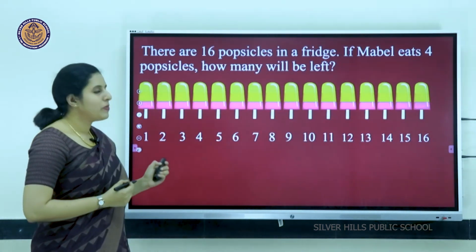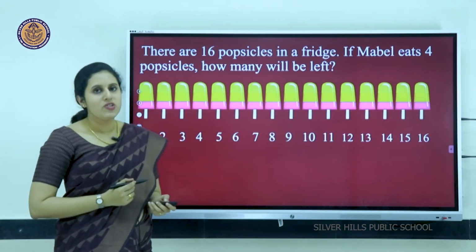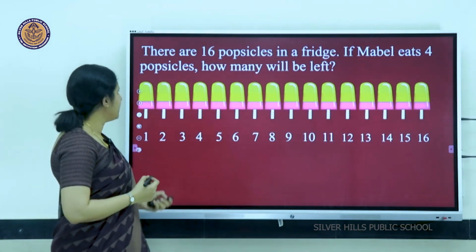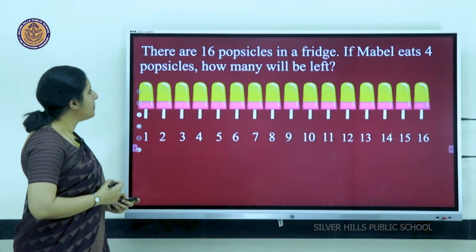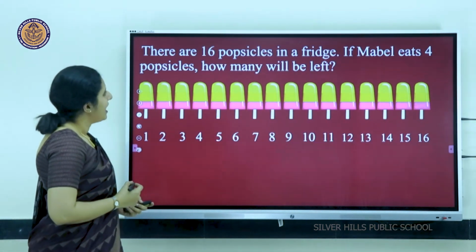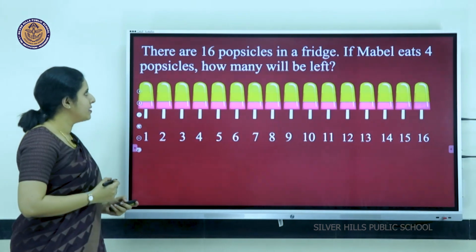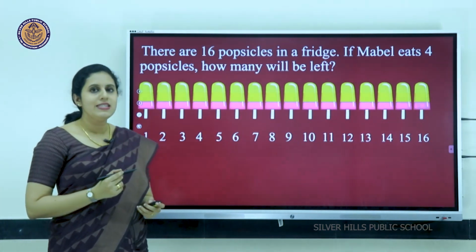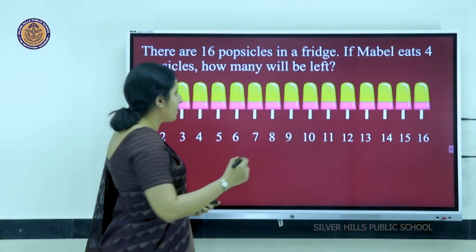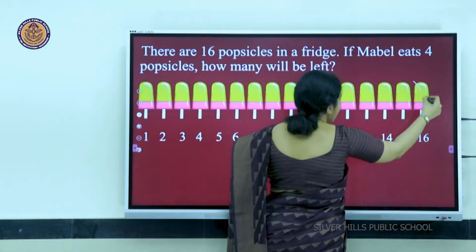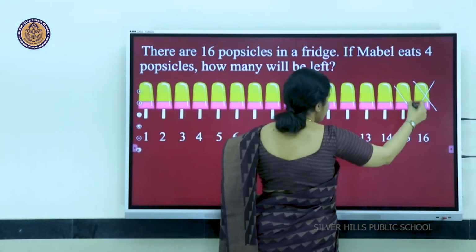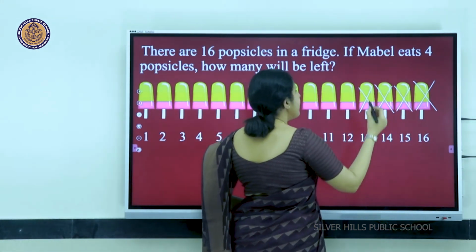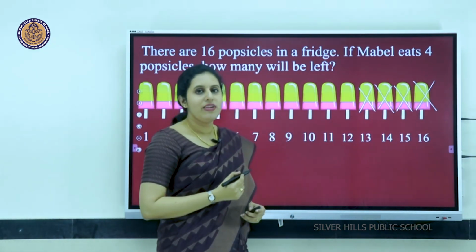Now, let's see one more problem of the same type. That is, we are going to see subtraction by counting backwards. Look at the question here. There are 16 popsicles in a fridge. If Mabel eats 4 popsicles, how many will be left? So from 16 popsicles, Mabel is eating 4. Those 4, let me cross them out since she is eating it. We are asked how many popsicles will be left.